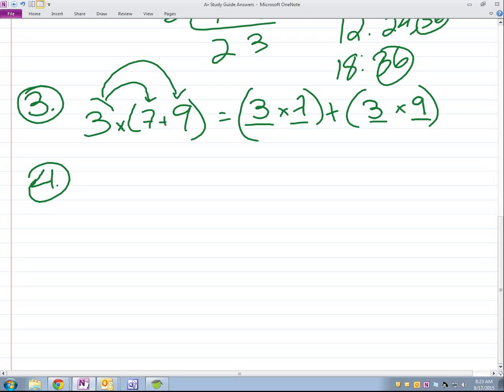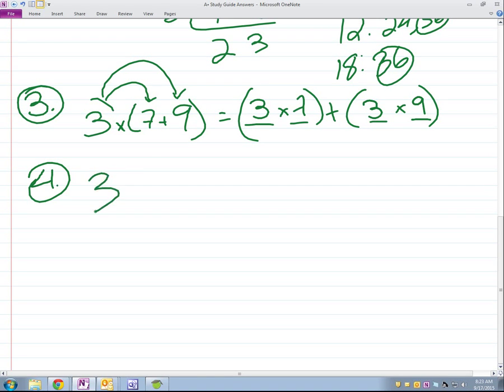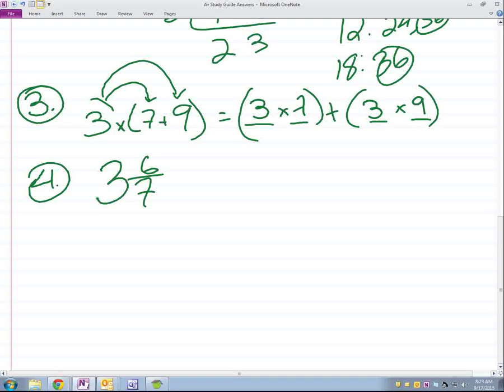All right, number 4. That one I'm just going to give you the answer. Well, no, I'm not. I'm going to explain it. So it should be 3 6/7. It's kind of faded in there, but that's what it should have said. The way that you do that, if you remember, we multiply the denominator times the whole number, and you add the numerator. So 3 times 7 is 21, and 21 plus 6 is 27.